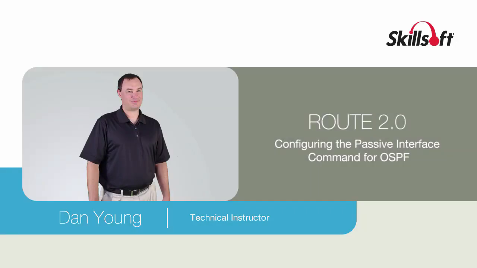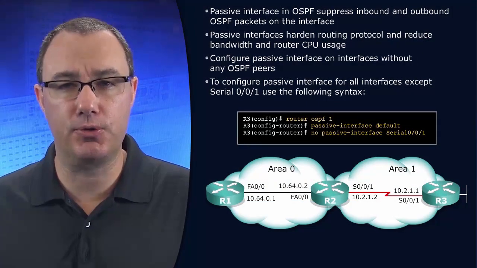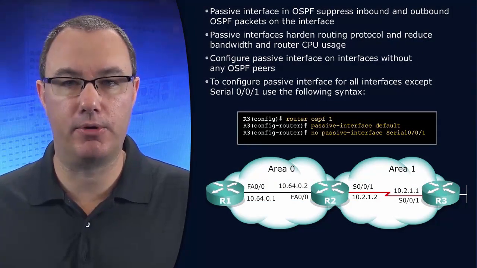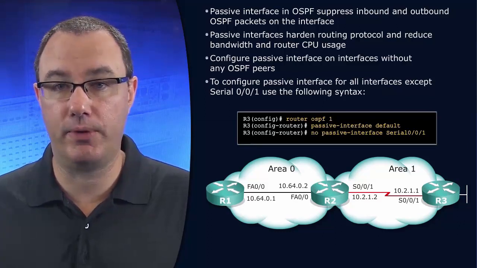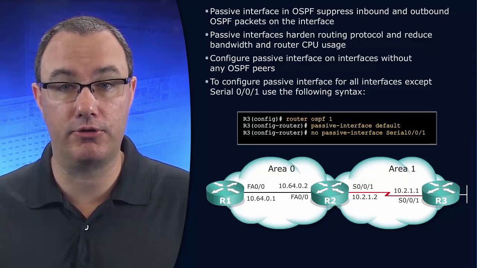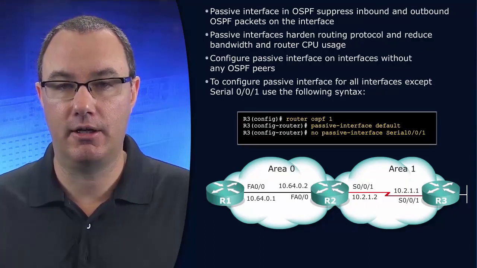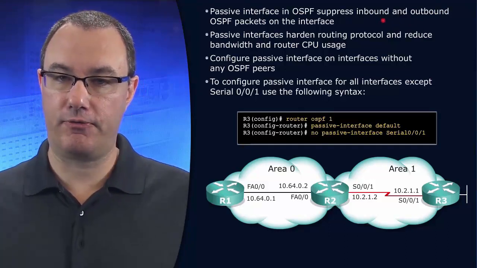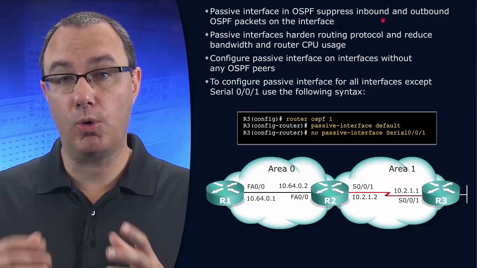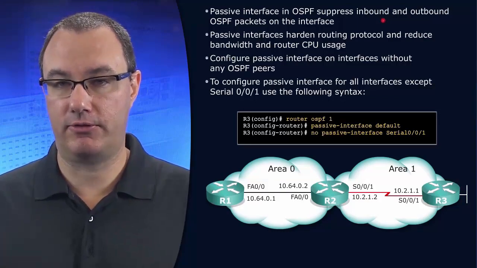EIGRP, RIP, and OSPF all use the passive interface command for the control of where that routing protocol is operating. Now understand that there are subtle differences between how each of these routing protocols interprets the passive interface command. So how does OSPF work with passive interface? It says the following: I'm not going to speak or listen to this protocol on these interfaces.